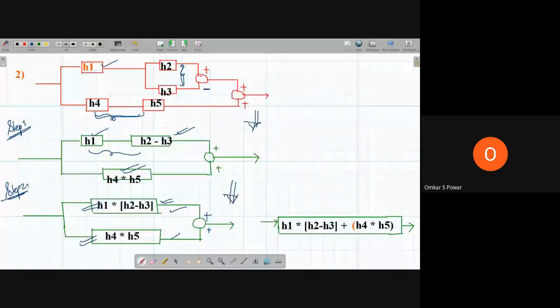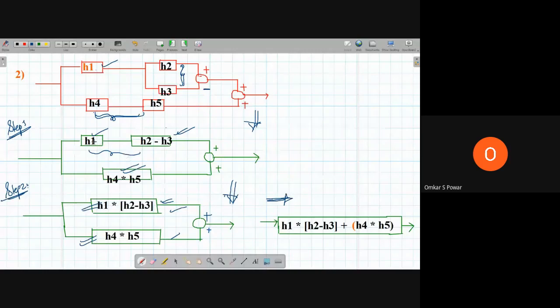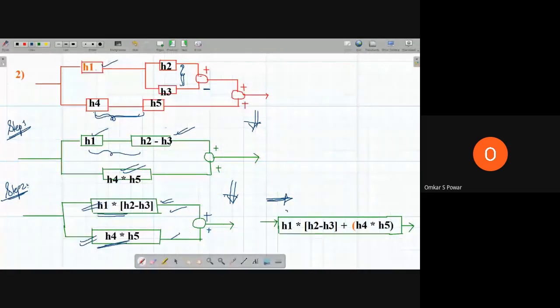So what we have done here: h2 is parallel with h3, so h2 minus h3 here, and h4 is in series with h5, so I have convolved here. I have written step 1. In step 2, h1 and h2 minus h3 are in series, so I have convolved that and written it. Then finally these two are in parallel, so I have added these two. That's it. So this type of sums is easy.